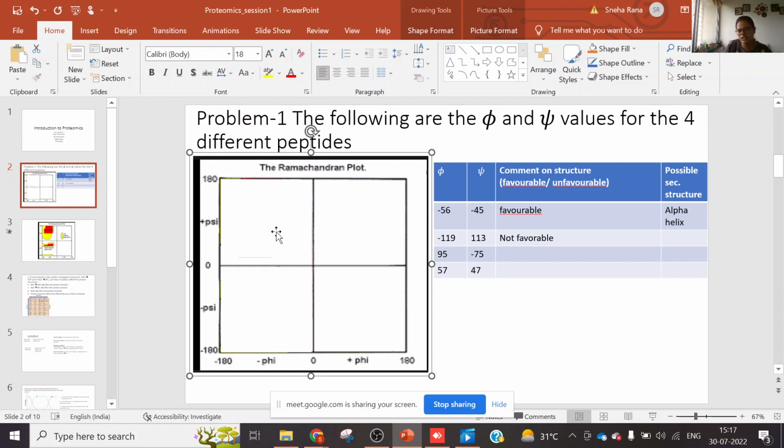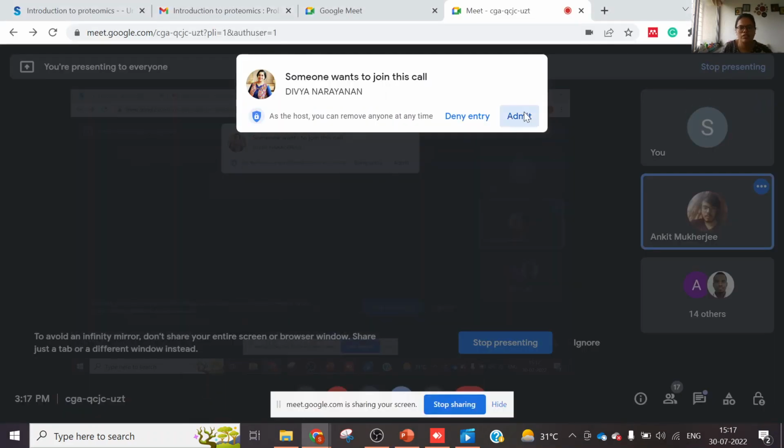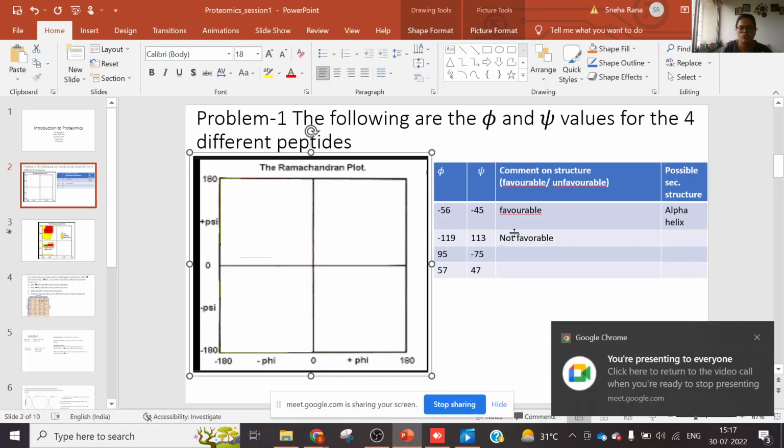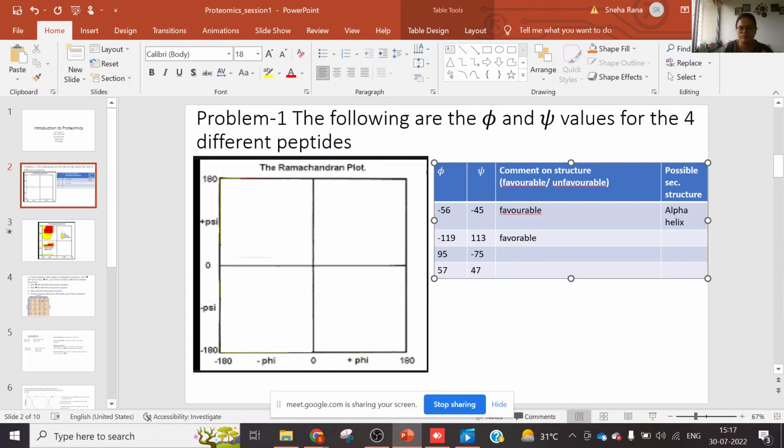Now, what do you think in this quadrant? Will it be a favorable or a forbidden region? It's a favorable region for the beta sheets. Yes, you are correct. Specifically, it's for the parallel beta sheet. So both the beta sheets go in this particular region. Between the parallel and anti-parallel, there is a slight difference in the values of phi and psi.